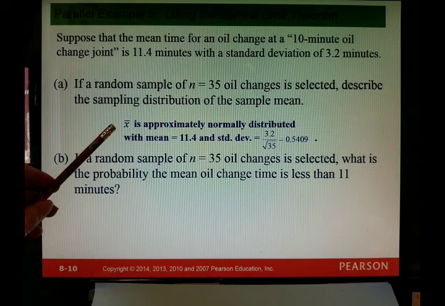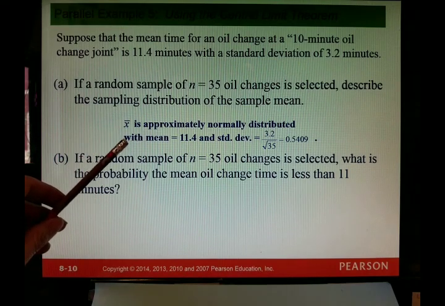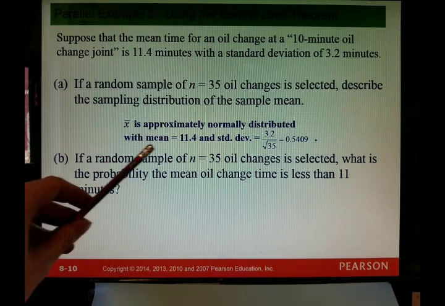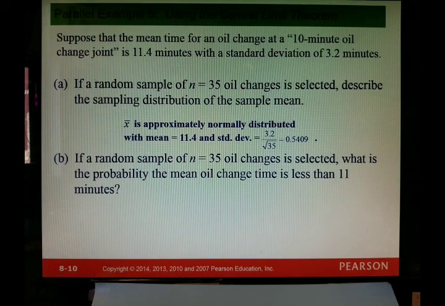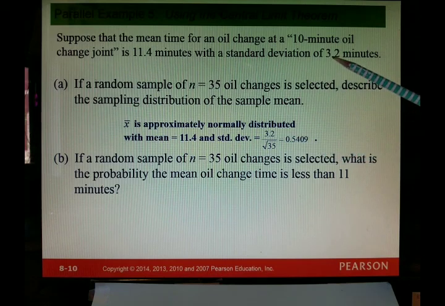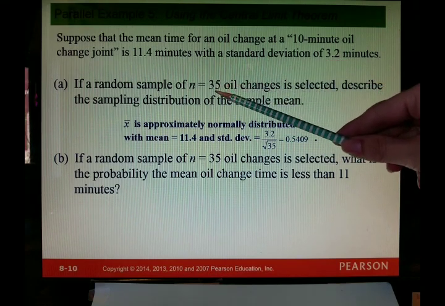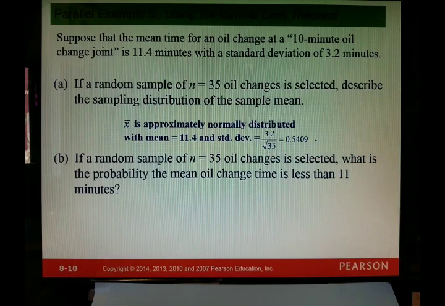So this is saying the sample mean is approximately normally distributed with the mean, which remains the same, of 11.4, but the standard deviation is going to be shrunk. You're going to make it smaller by dividing by the square root of how many is in the sample size. So the 3.2 divided by the square root of 35 gives me my new standard deviation.